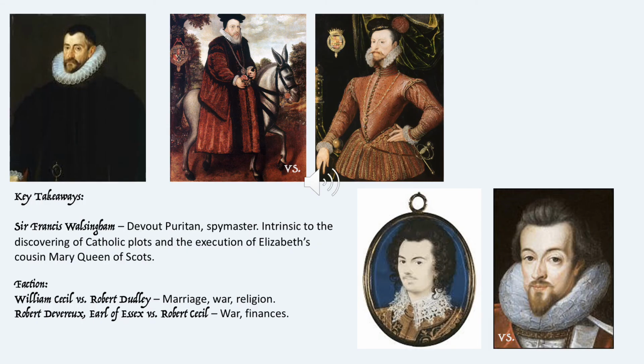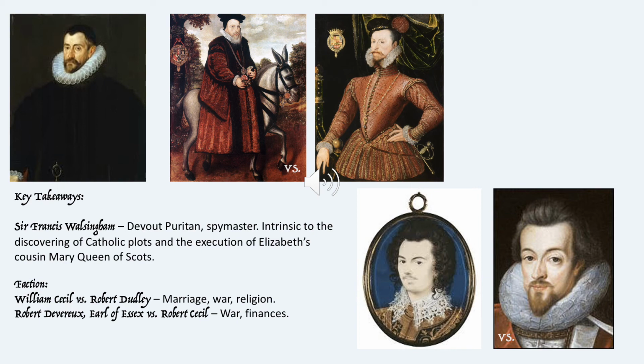The key takeaways that you really need to keep coming back to, and which are going to be the key examples that are going to answer so many questions, are these. Firstly, remember Sir Francis Walsingham, devout Puritan, hater of Catholics, and spymaster. He will come up again and again and again because he was intrinsic to the discovering of Catholic plots against Elizabeth from her excommunication in 1570 onwards, and he was also intrinsic to finding the evidence to allow for Elizabeth to execute her cousin, Mary Queen of Scots, who was her chief rival.